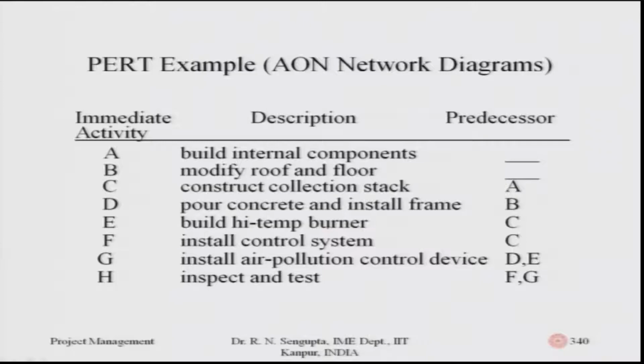The first column lists the immediate activities in front of you, which are A, B, C, D, E, F, G, H till the last one, and the descriptions are given. It is basically trying to build up the system where you build the internal components, modify the floor and the roof, then build up any air installation. So, you are trying to implement a system for air pollution and the corresponding structure. Descriptions are given in detail in the second column, and the third column has the predecessors, which means that before C, A should come, or before D, B should come, and the last one, before H, F and G should come. Based on that we will first draw the diagram.